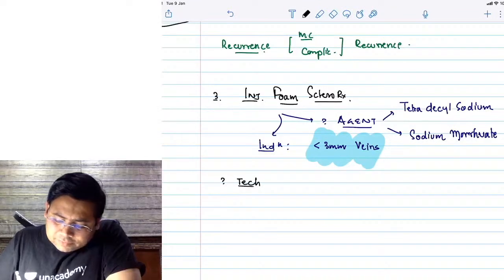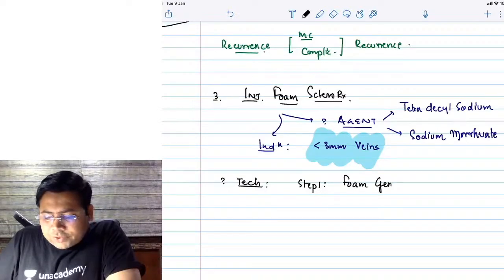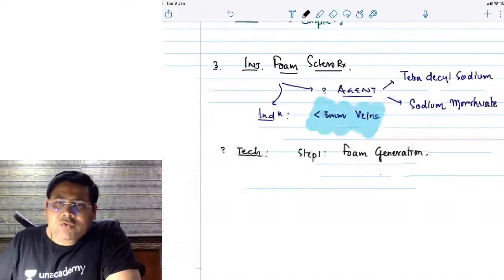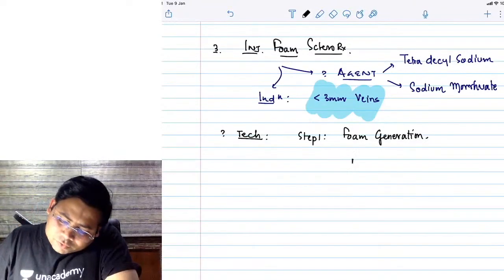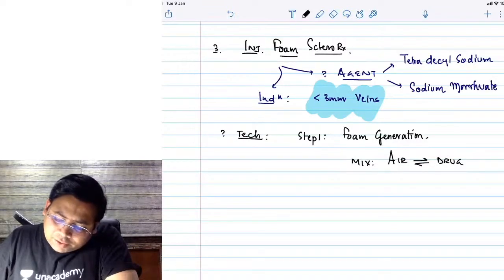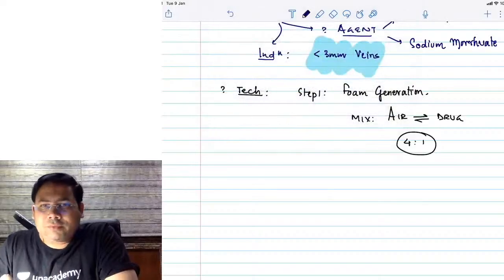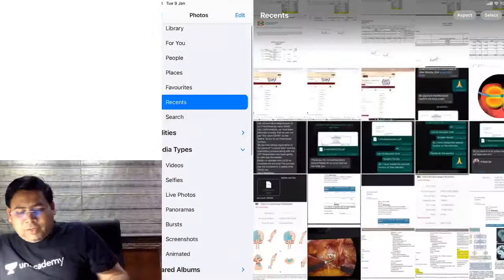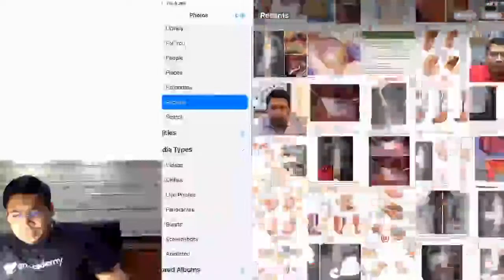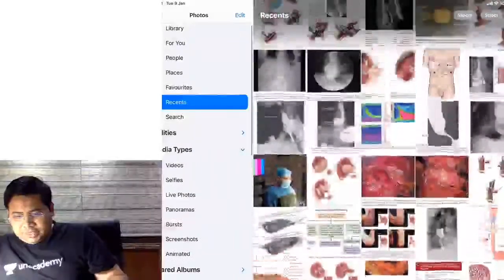Next is generation of foam. If you talk about technique, step 1 is foam generation. And how do you do this? In order to generate a foam, we need to mix air with the drug. What is the ratio that we require? In the ratio 4:1, that is 4 parts of air with 1 part of drug. So you take a two-way cannula. I'll share that image also, how we do a foam generation. Just give me a second.